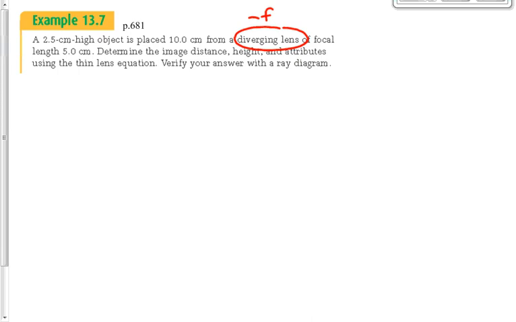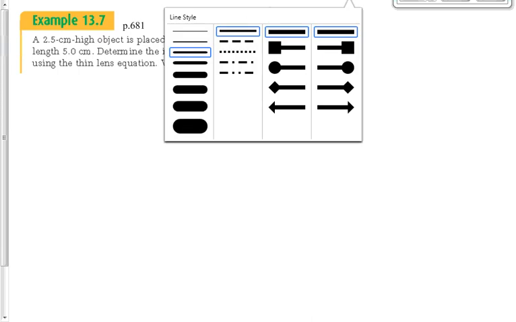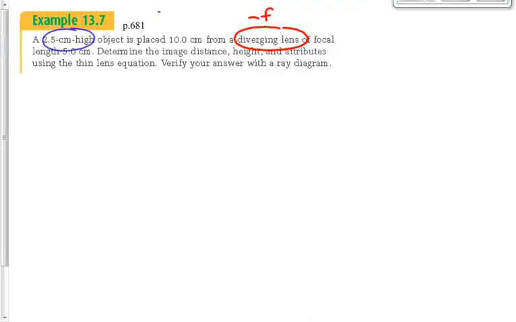Determine the image distance, the image height, and the characteristics using the thin lens equation. That's going to be HO. We're going to assume that's positive because it doesn't say, but we'll assume upright. Placed 10 centimeters away, that's going to be DO. The focal length is 5. We're going to make that negative 5. And I'm going to write that down right now, right with it.